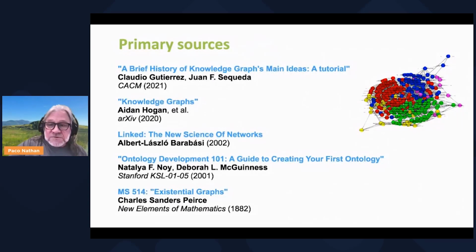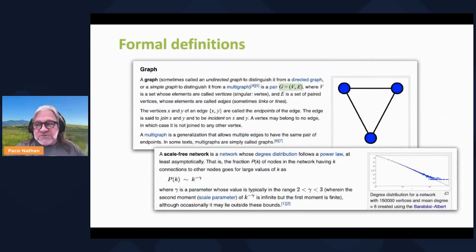I always want to give some primary sources, and there's some great background here if you want to look at where knowledge graphs have come from and the general category. Some of this stretches back into the 18th century with Charles Sanders Peirce. In terms of the math, there's definitely a lot of graph theory and related math. There are some other areas too, like category theory that comes pretty close, and topology also.